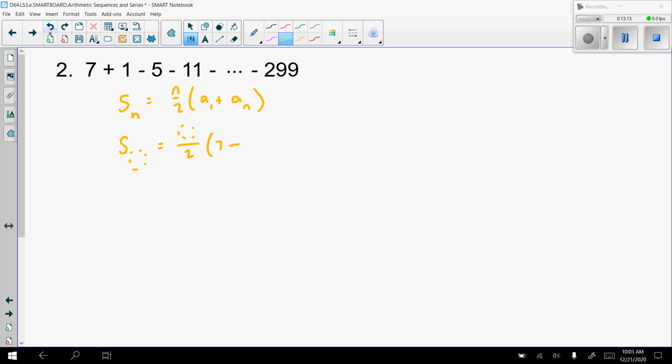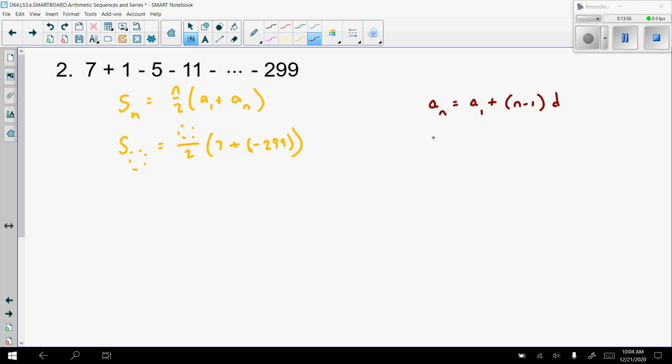So 7 plus negative 299. So we see what's going to happen there. So I need to find the n value. So let me use the same formula I used last time for the nth term of an arithmetic series, which is a sub n equals a sub 1 plus n minus 1 in parentheses times d.